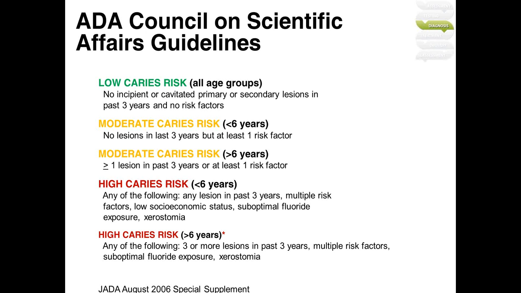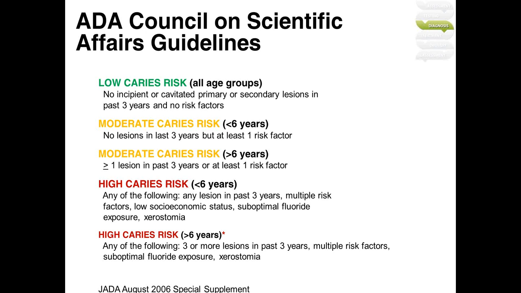Basically, if you have no incipient lesion, cavitated primary or secondary lesions in the past 3 years, and you have no risk factors, that person is low risk. And I would tell you there aren't many patients in your practice that meet that criteria. If they have at least one risk factor, which almost everybody does, that makes them at least moderate risk for dental caries. And then they started on, was it more than one lesion in the past 3 years?